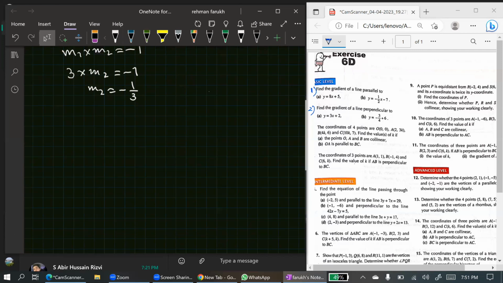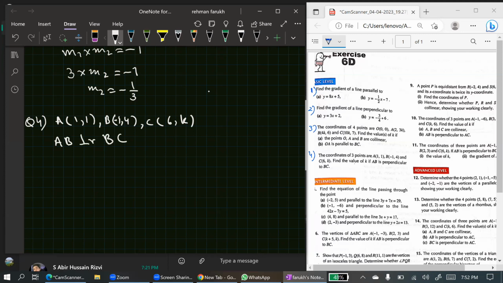Now question number 4. The coordinates of 3 points are A (1, 1), B (minus 1, 4) and C (6, k). Find the value of k such that AB is perpendicular to BC. If AB is perpendicular to BC, then the gradient of AB multiplied by the gradient of BC should be equal to -1.